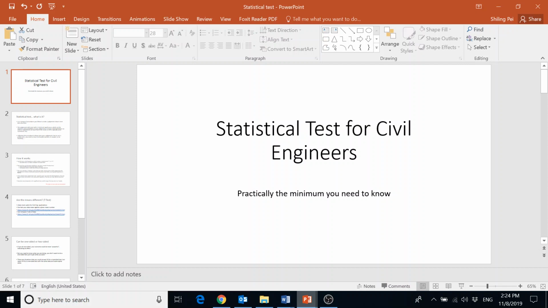It's a statistical test for civil engineers, or yeah, for dummies. Yeah, you like the for dummies books? They're pretty good. But seriously, I'm gonna practically tell you the minimum you need to know to do statistical testing. I asked you last class, anybody used that before or familiar with it?